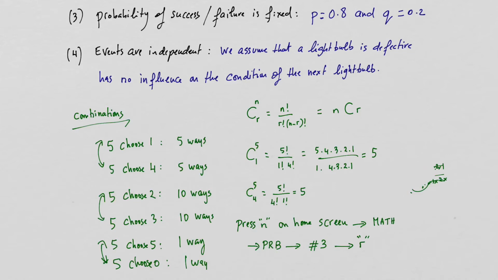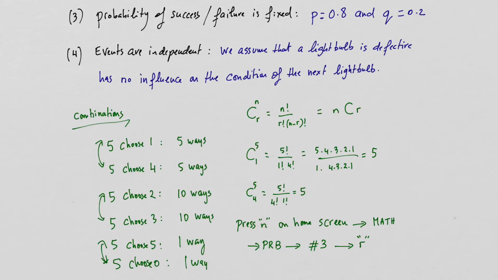So let me erase this. The calculator is easy. You go to your home screen, make sure it's empty. It's empty, and you type. Let's say I want to do this one. This is how you use the calculator. You write 5 C 4, right? We want to do this one, 5 C 4. You type 5 first.